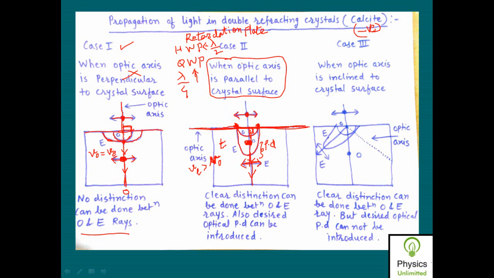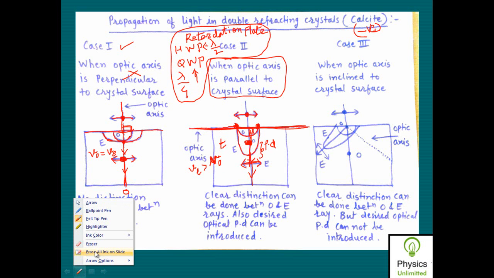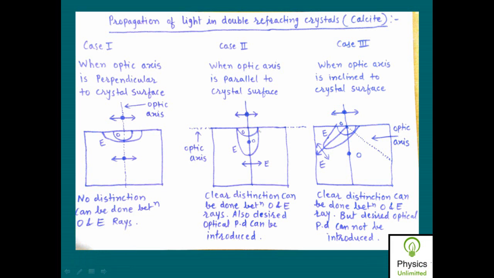So such case 2 is used in construction of retardation plates, with the help of which we can introduce a desired optical path difference between the ordinary ray and extraordinary ray, because they are traveling in the same direction with different velocities. So we can make a clear distinction between the two, and we can also introduce a desired path difference. Let us discuss this case 3.